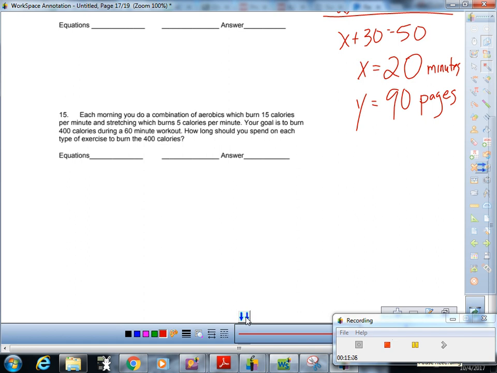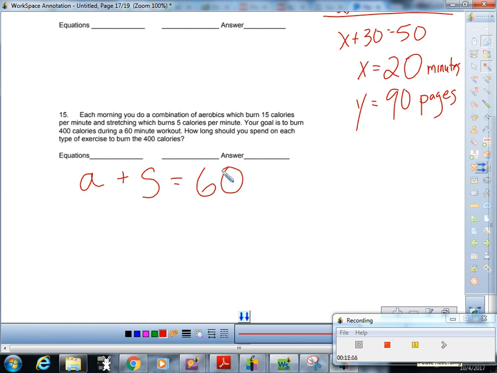All right, last one. Each morning you do a combination of aerobics, which burns 15 calories per minute, and stretching, which burns 5 calories per minute. We have no equation yet. That's just information. Both of those seem like slopes to me. Your goal is to burn 400 calories during a 60-minute workout. So let's let A be the number of aerobic minutes that you do, and S be the number of stretching minutes that you do.